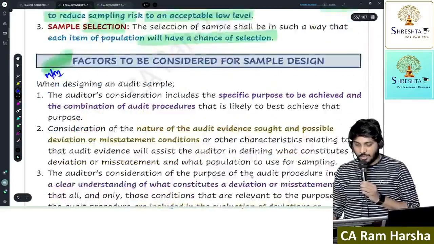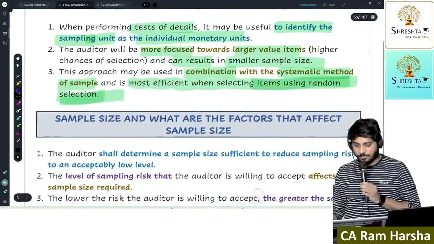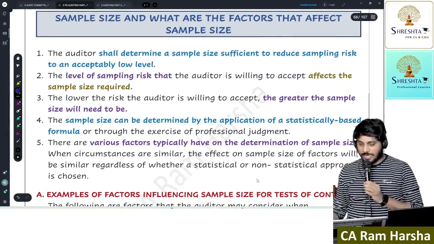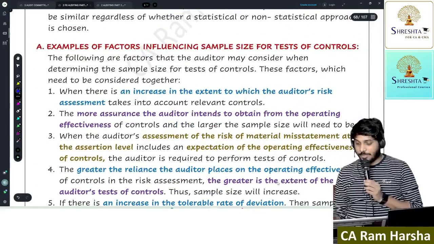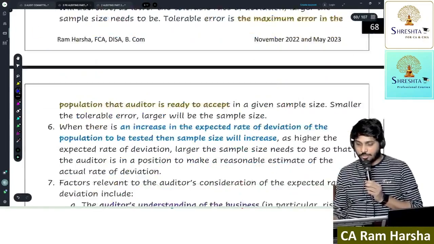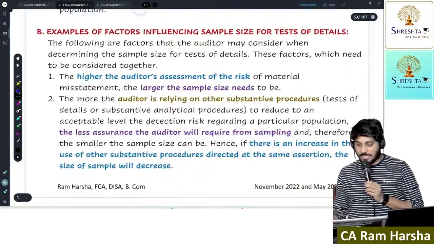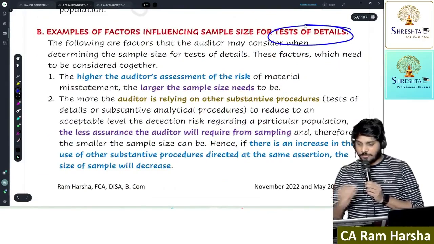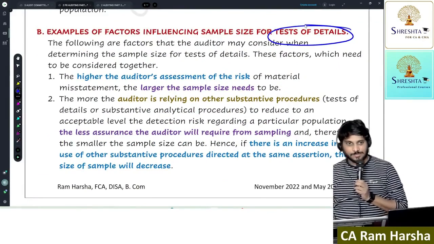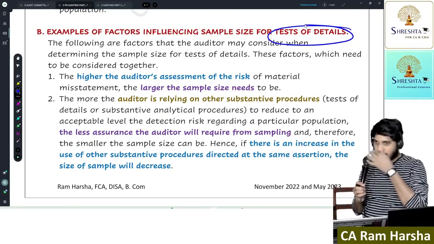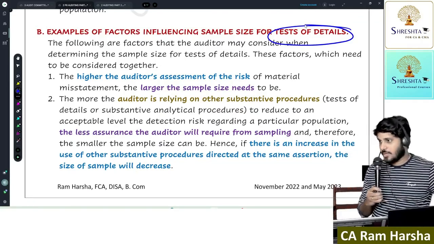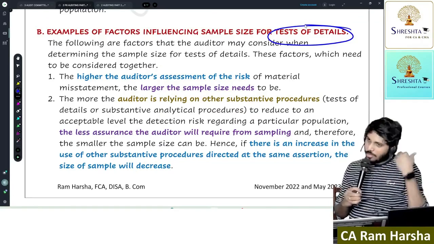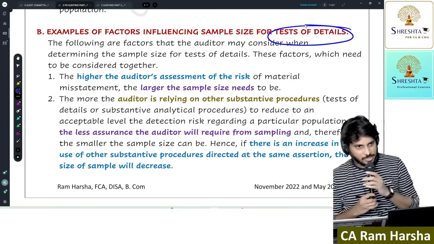In the same way, we have another question. What are the factors that affect sample size in the case of test of controls? What are the factors that affect sample size in the case of test of details? Now in the exam, they'll ask you this kind of question. Very tricky question. Only if you understand the entire sampling chapter can you write this. Otherwise you can't.